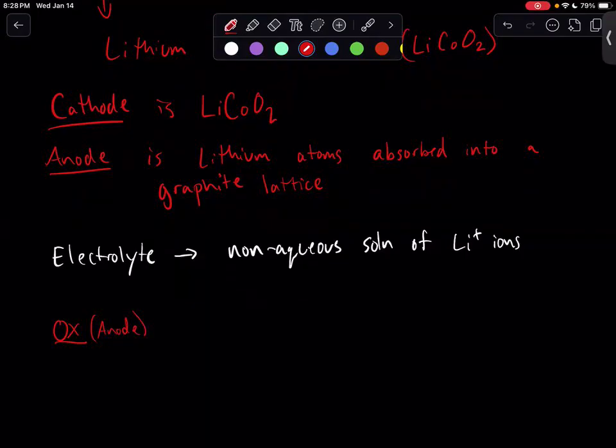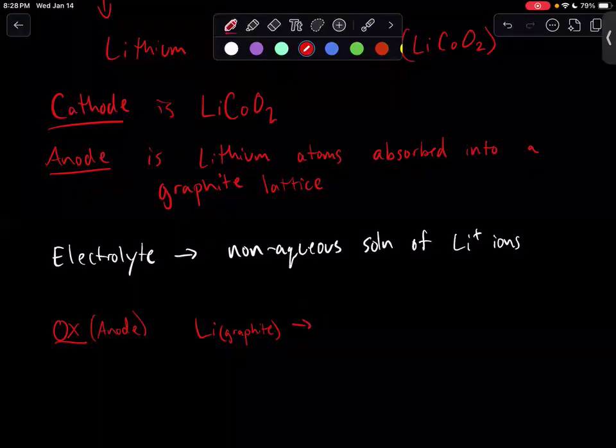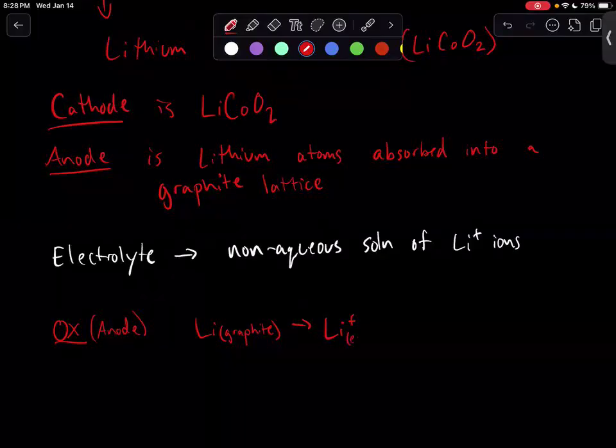Now we remember that our anode is that lithium in the lattice. That reaction is going to be Li, and for the state symbol, we actually write graphite in because they're absorbed into graphite. So instead of aqueous or solid or whatever, we write graphite. That is going to be converted into Li plus, and that Li plus is in the electrolyte, which we can't say aqueous because, as we stated, it is non-aqueous, plus the electron. So as they're oxidized, the ions move into the electrolyte and the electrons move out.